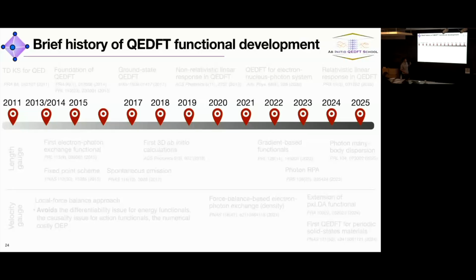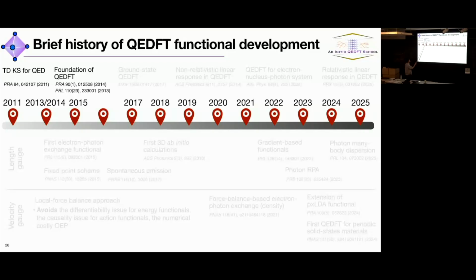Okay. So now I'm going to walk you through the whole history of the QEDFT functional development. This setting basically starts from 2011, from Angel's group. This is Ruggenthaler's paper. He started by developing a so-called time-dependent constant equation for the QEDFT, and after that, in 2013 and 2014, there were two papers that constructed the foundation of the QEDFT.